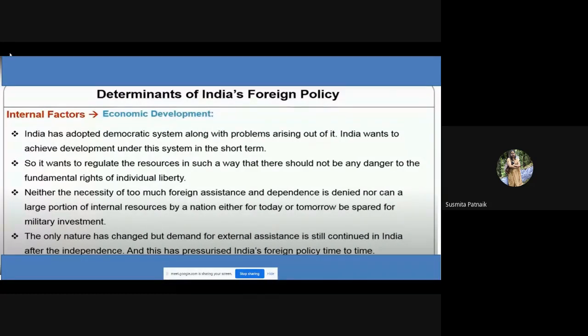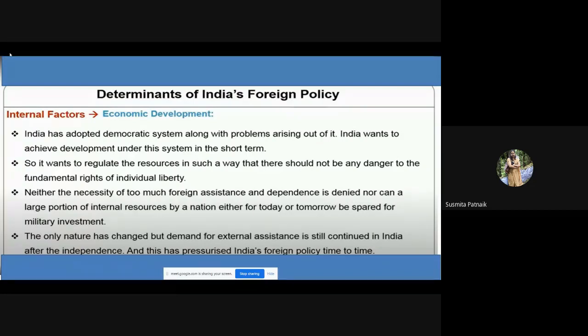What do you mean by a democratic system? Democratic system means the ruler of the country has been elected by the mass people or the mass citizens. Where the ruler is elected by the citizens, that is called a democratic system. So as a part of the democratic system, India wants to achieve its development in a very short period of time.